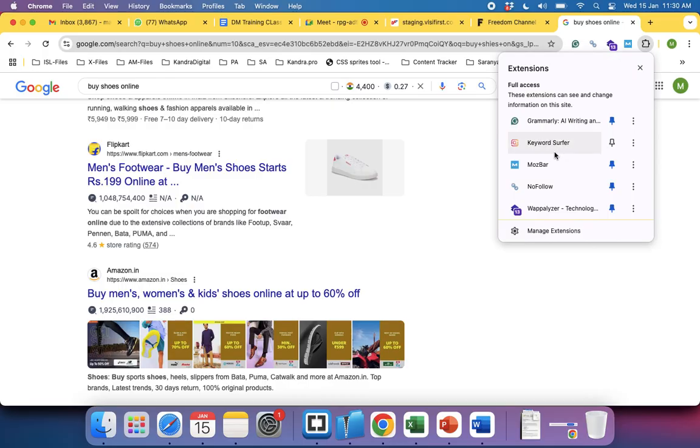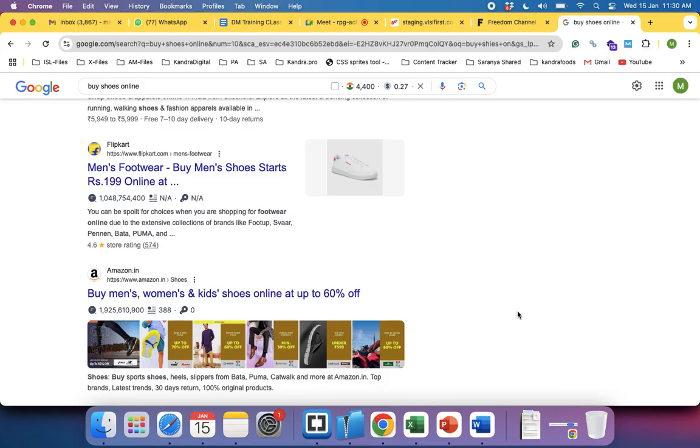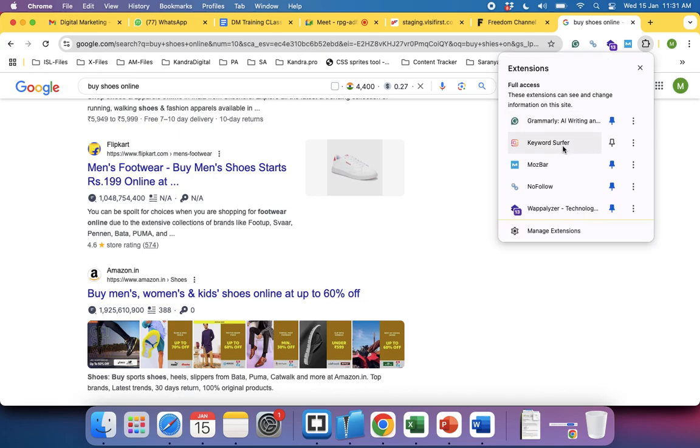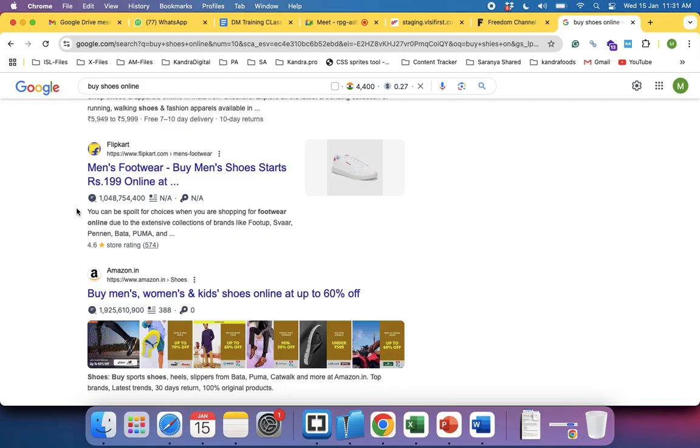This is coming because of one extension that I have installed. The extension name is Keyword Surfer. Even you all can have this. You will be very curious, right, to know how many people are visiting your competitor, how much traffic. So you will be keen to know how many people are visiting your competitor's websites. Correct? So in those cases, you can install this Chrome extension called Keyword Surfer, right?